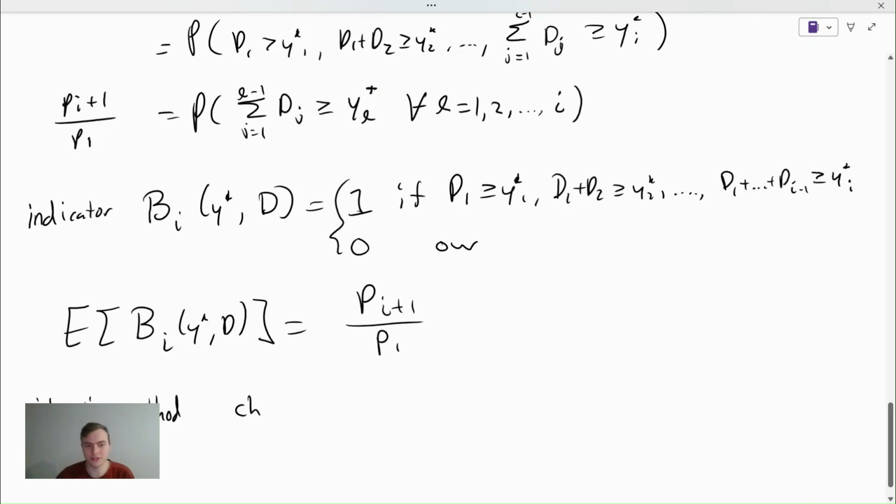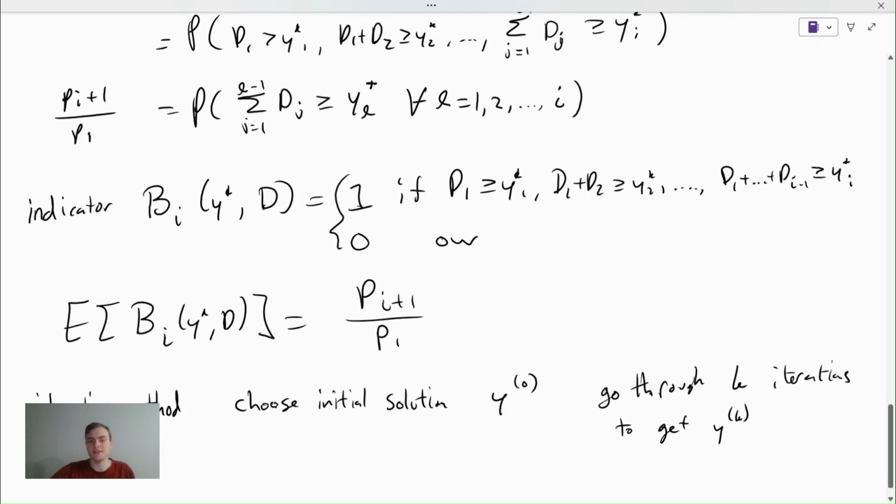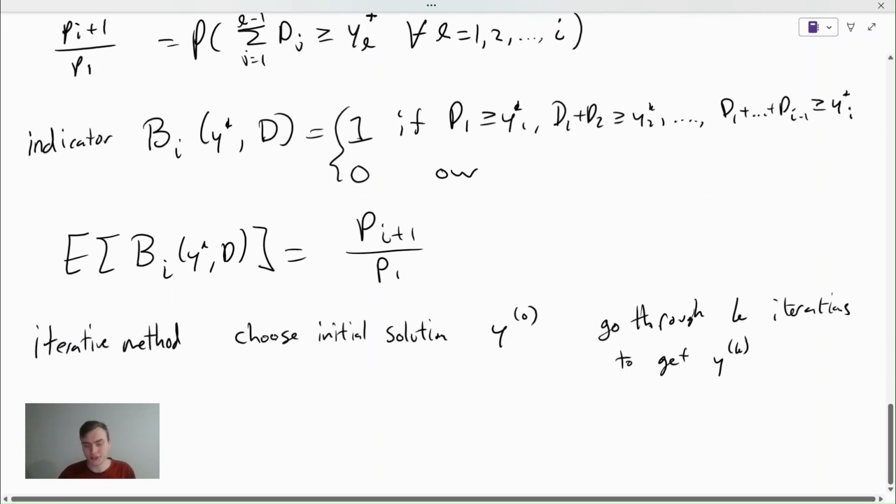So we can choose an initial solution y0, right? And then go through k iterations to get yk. Each time we improve our y, and so after k iterations we get yk, and eventually we want that to be the solution that we go with, close to the optimal solution, right?